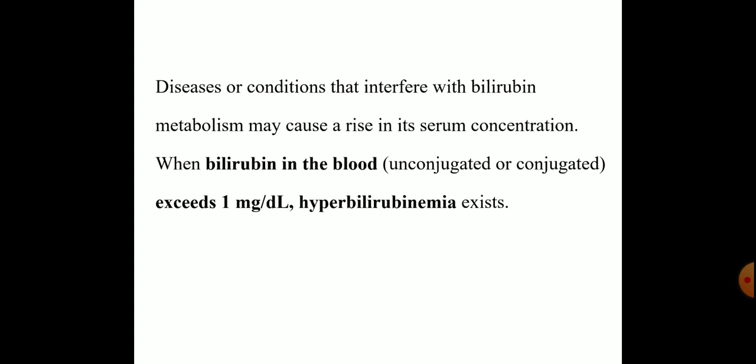Diseases or conditions that interfere with bilirubin metabolism may cause a rise in its serum concentration. When bilirubin in the blood exceeds 1 milligram per deciliter, it is called hyperbilirubinemia.